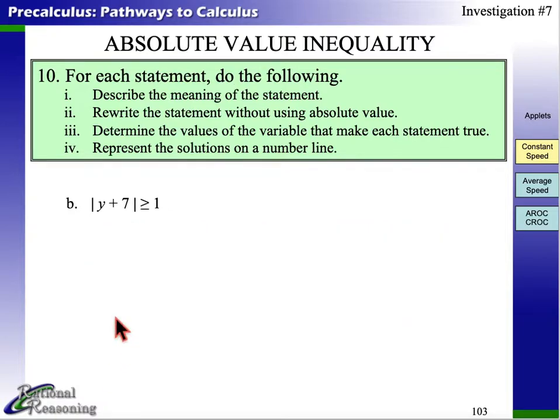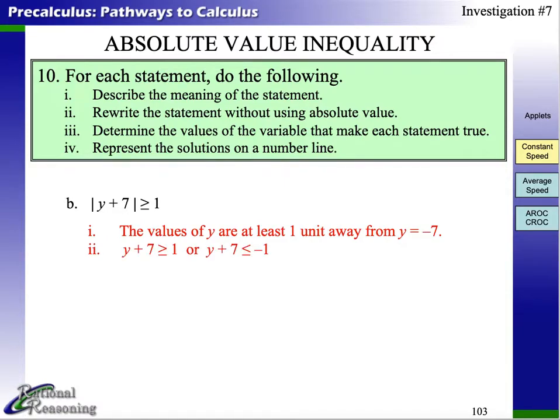Okay, absolute value of y plus 7, so we're at negative 7, and we want to be at least 1 unit away from it. So the values of y that are at least 1 unit away. At least includes the equals part. Okay, so y plus 7 is greater than or equal to 1, or y plus 7 is less than or equal to negative 1. So we break it up that way.